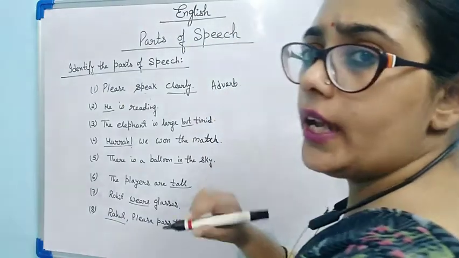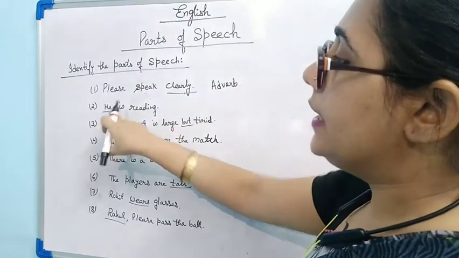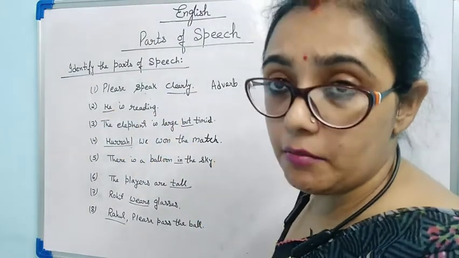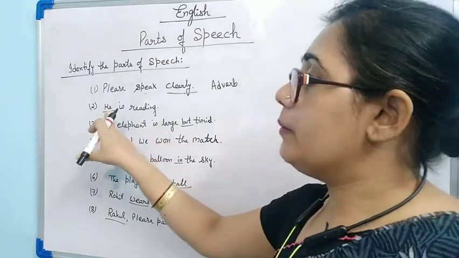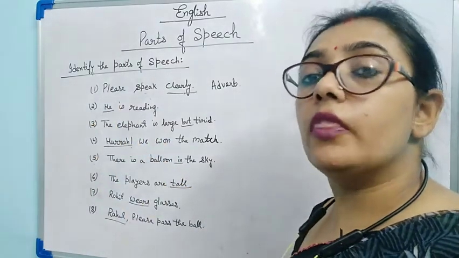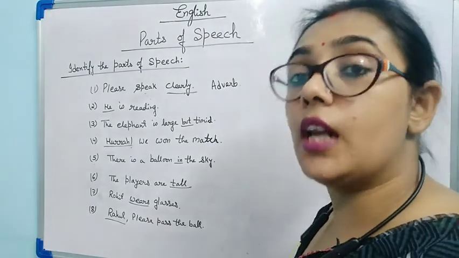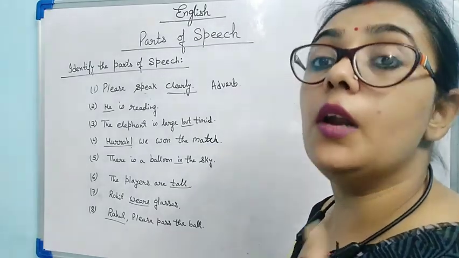Now second sentence. He is reading. In this sentence we are not having any name. Instead of a name it is written he. So the word which is used in place of a name or in place of a noun is called what? Is called pronoun. So he is pronoun.